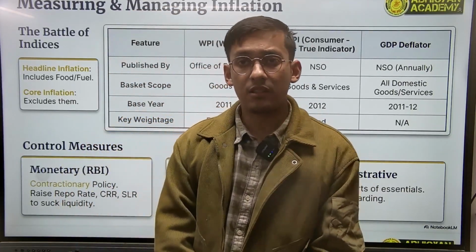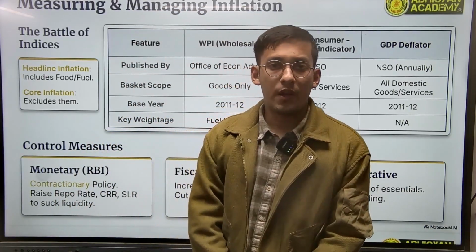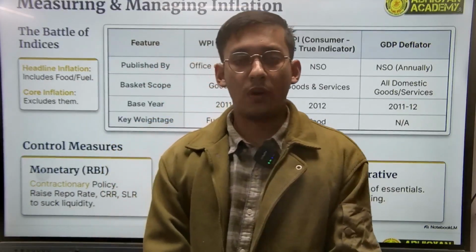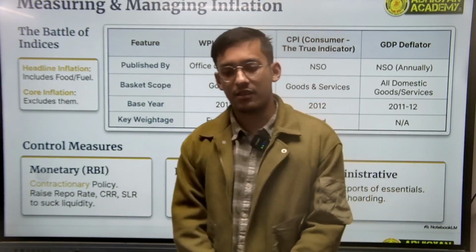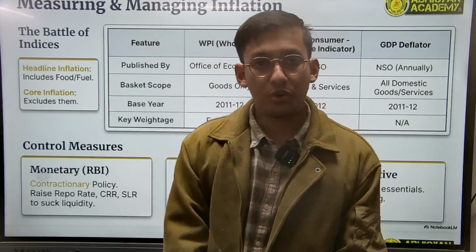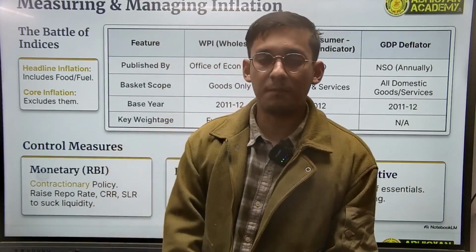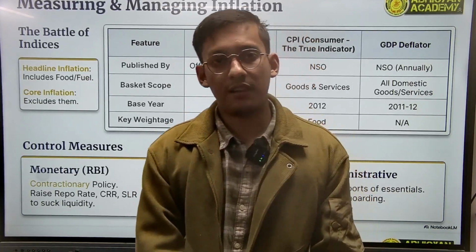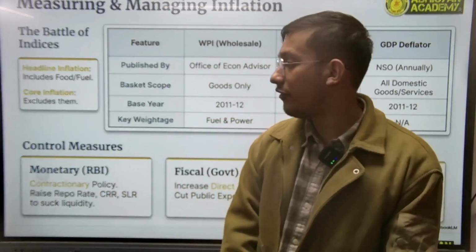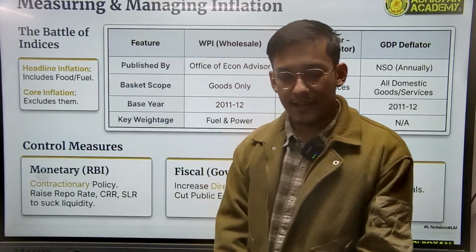Suppose now there is a deflation situation where no one is buying anything, nothing is happening. The banks will reduce their interest rate. Then people will take loans. Through that, they will start up businesses, they will spend money, and the economy will rise. So that is your expansionary and contractionary monetary policy of the RBI, right?